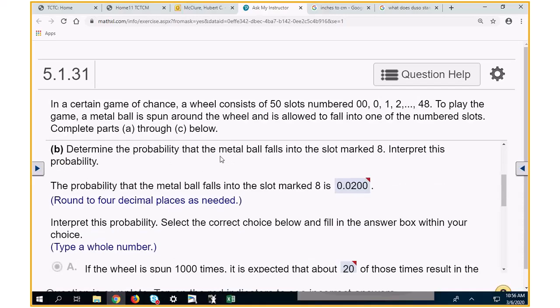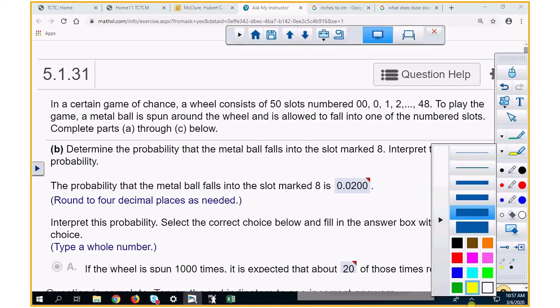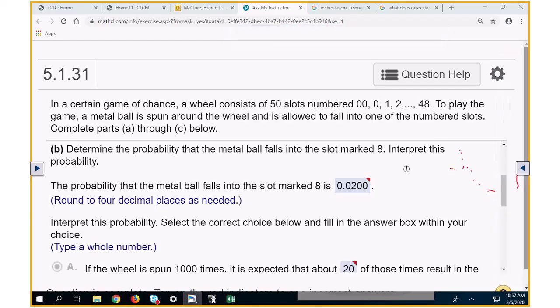Determine the probability that the metal ball falls into the marked 8 slot. So you win if it falls where? In the 8 slot. So the 8 slot is 1 out of 50. Let's try that again. So winning is equal to 1 out of 50, because number 8 is only one number. So losing would be 49 over what?